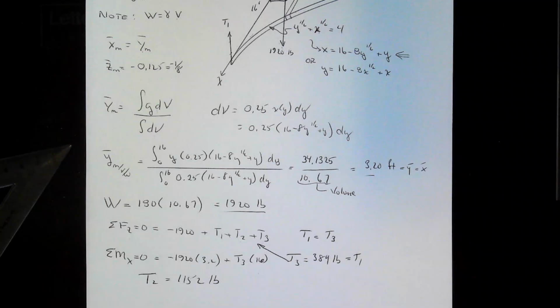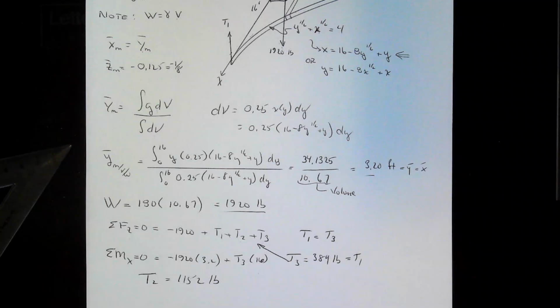All right, continuing, you get 3.2 feet. So that's y bar, x bar. So we now have, and we know z, where that is, put a little bar over that. And so we now know where the center of gravity is. Knowing this, we can get the weight. Weight is 180 times the volume, 10.67. That works out to 1,920 pounds. All right, so we have the weight.